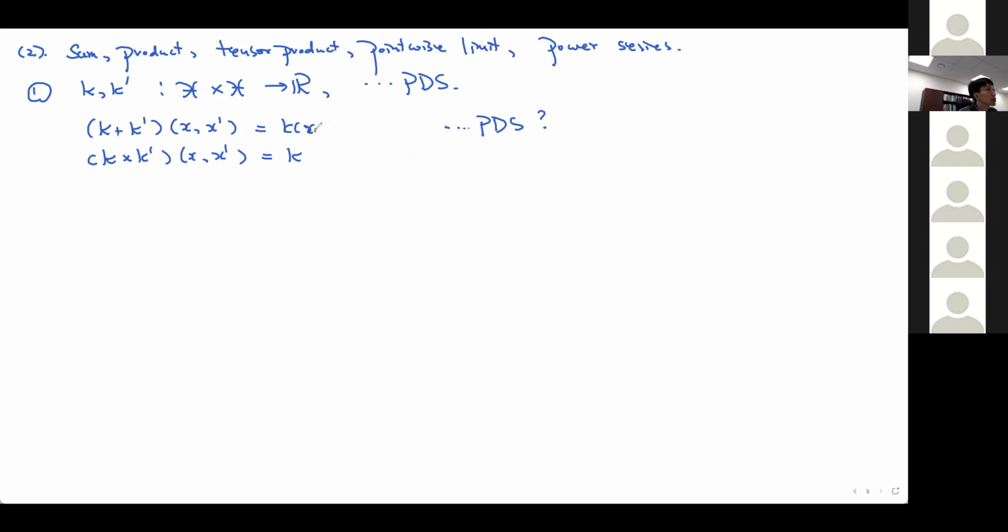So we have K of x and x prime plus K prime of x and x prime, and K of x and x prime times K prime of x and x prime. Are they going to be positive definite symmetric? And the answer is yes. Proving positive definiteness for the first is quite easy. Proving it for the second, multiplicative product case is not so obvious. So maybe I will talk about this later.